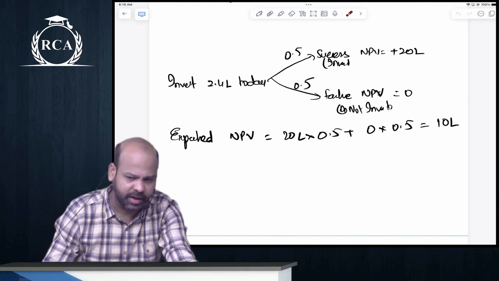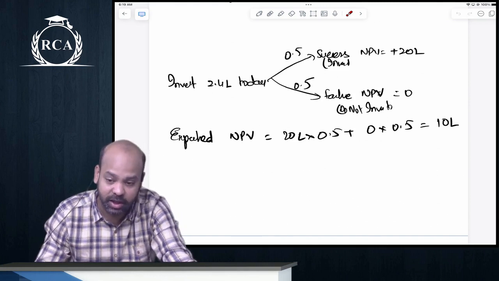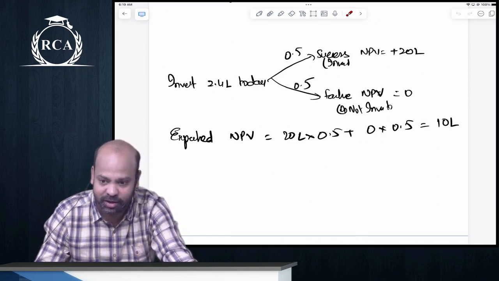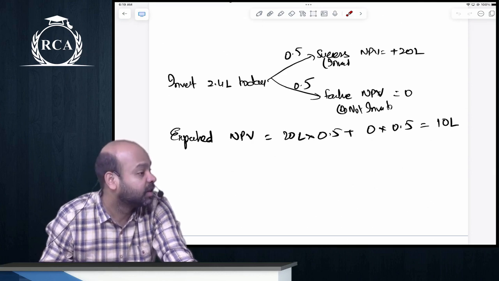Cash flows, beta, correct. It is capital budgeting, nothing works without cash flow. Yes, beta.